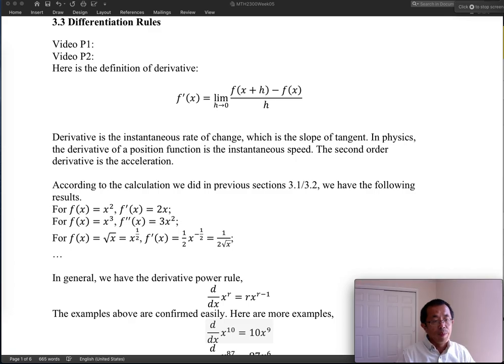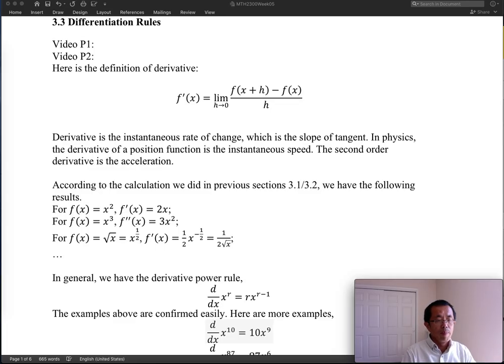Back to Calculus 1. This time we are moving to the derivative formulas and the rules, Section 3.3, the so-called differentiation rules.